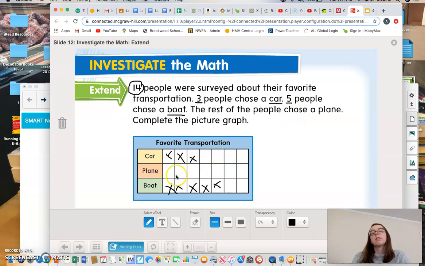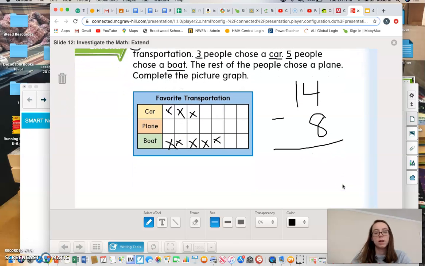Now it says that the rest chose a plane. So we have to figure out how many people chose a plane. How many people were there in all? 14. So we need to add 5 and 3 to figure out how many people have voted already. 1, 2, 3, 4, 5, 6, 7, 8. So we know 8 people voted out of the 14 total. Now we have to do a little subtraction here. 14 minus how many? 8, because that's how many people already voted. They can't vote again because you can only vote once.